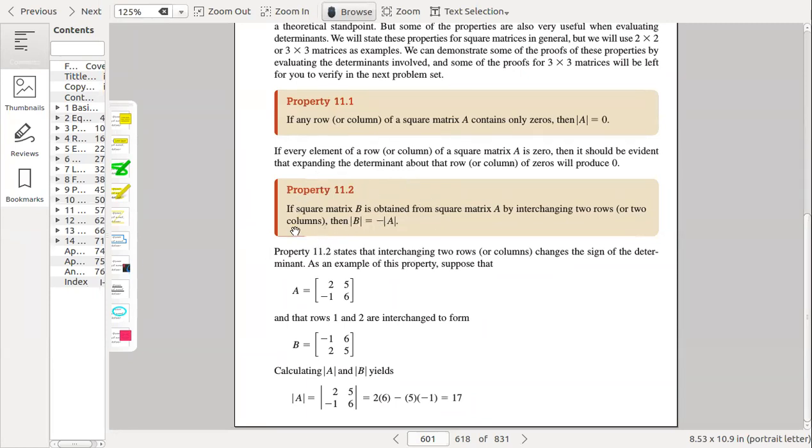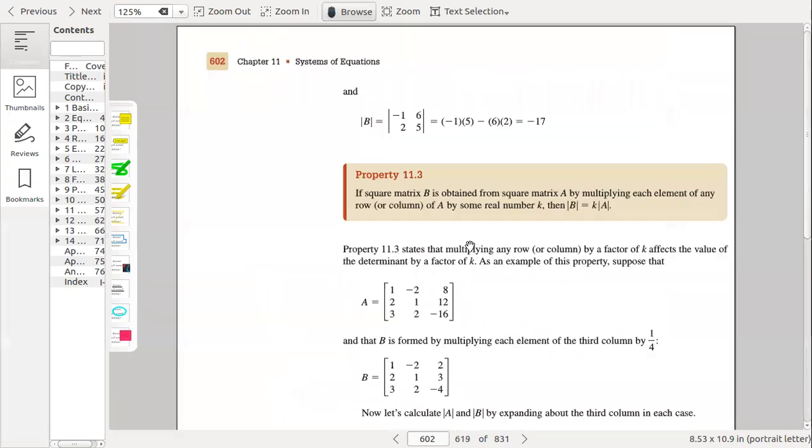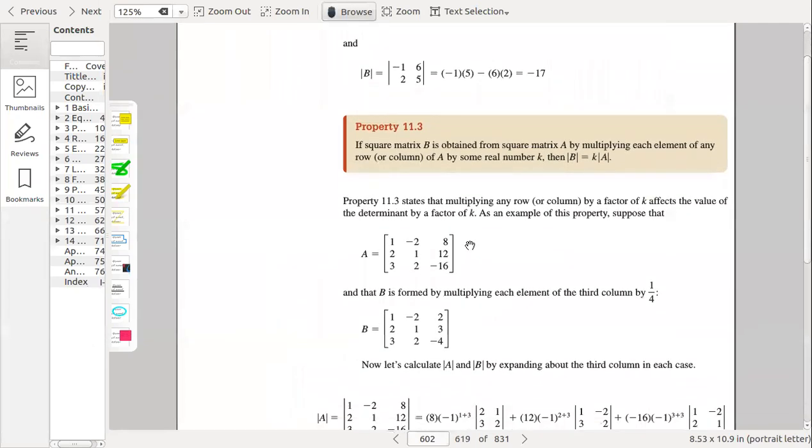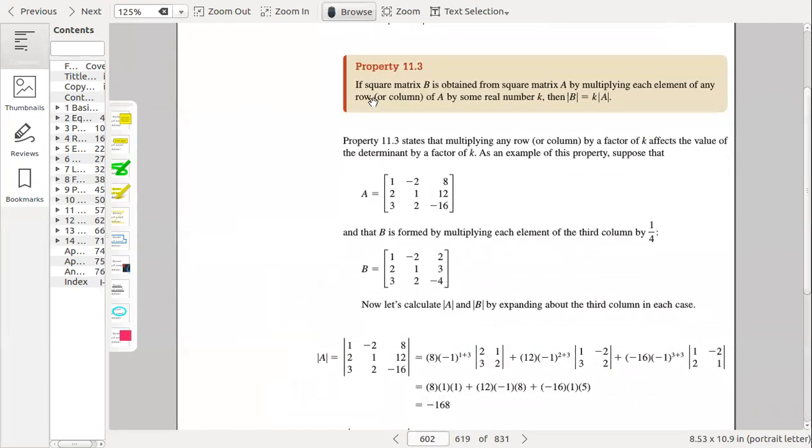Or we can say that if a square matrix B is obtained from square matrix A by interchanging two rows or two columns, then the determinant will be multiplied by minus 1. Or we can simply remember that interchanging two rows will multiply the determinant by minus 1. So it's simple. First we can have a look at these properties and then we will discuss.